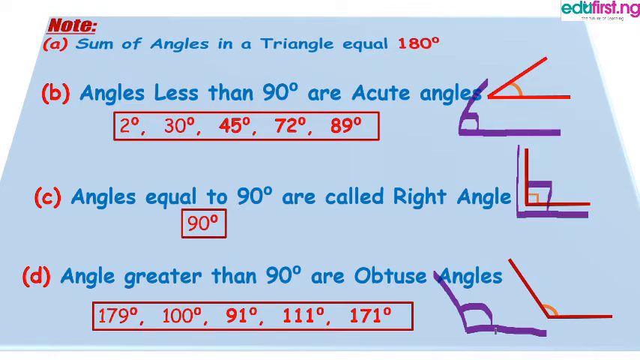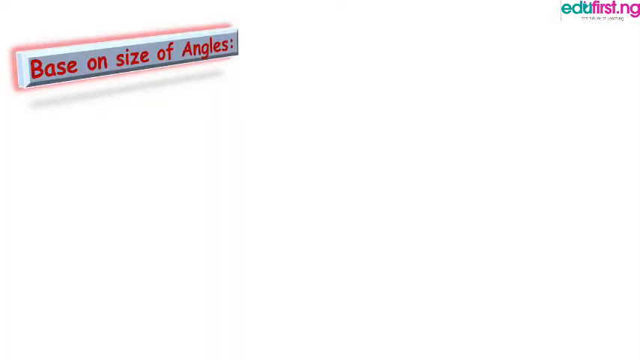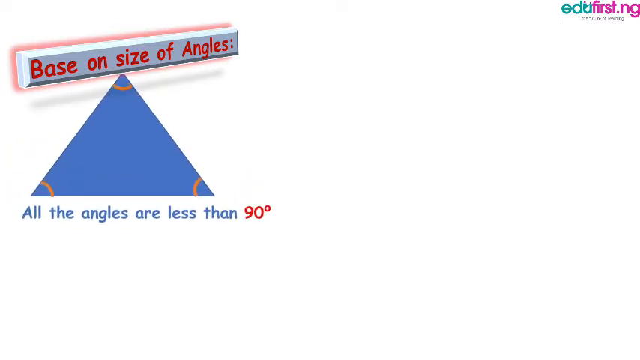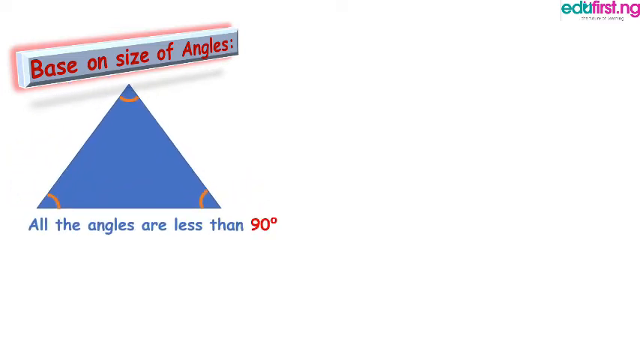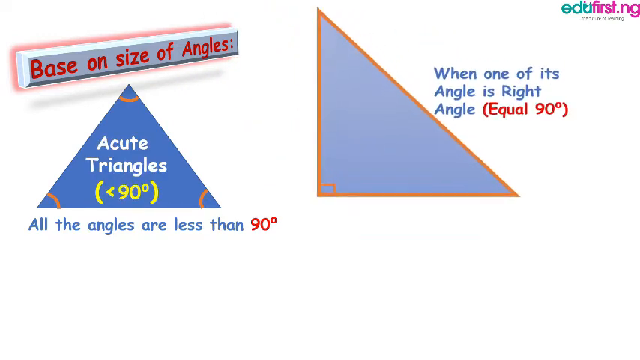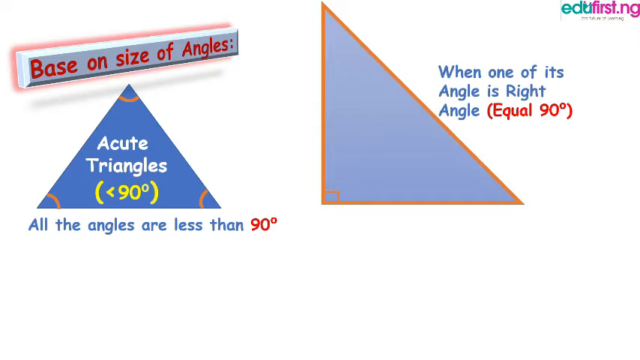So let's go back to our classes of triangles. This time we are talking of triangles based on the size of their angles. The triangle where all the angles are less than 90 degrees, what is the name? Less than 90 degrees, remember our flashback. When we say angles are less than 90 degrees, they are called acute. So in this case, this triangle is called what? Acute triangle.